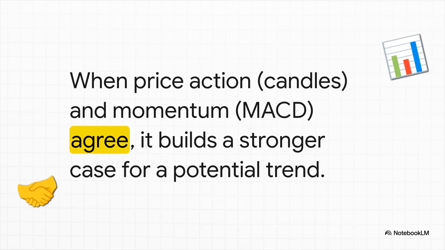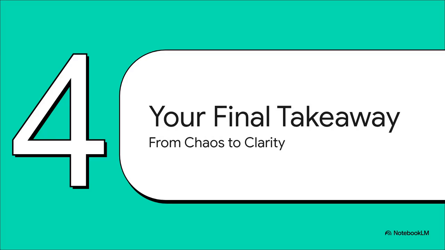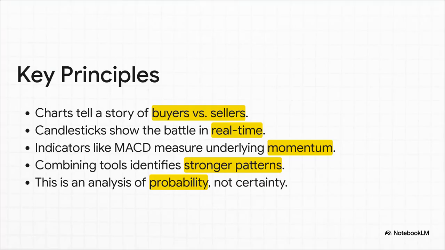When the story you're reading from the price candles and the story from the momentum indicator line up, look, it doesn't guarantee a specific result, but it for sure builds a much stronger case and helps you spot these higher probability patterns. So there you have it. We've gone from what looked like a completely chaotic screen of lines and colors to something that's, well, a readable story. So let's just do a quick recap of the main ideas that helped us get from all that chaos to this newfound clarity.